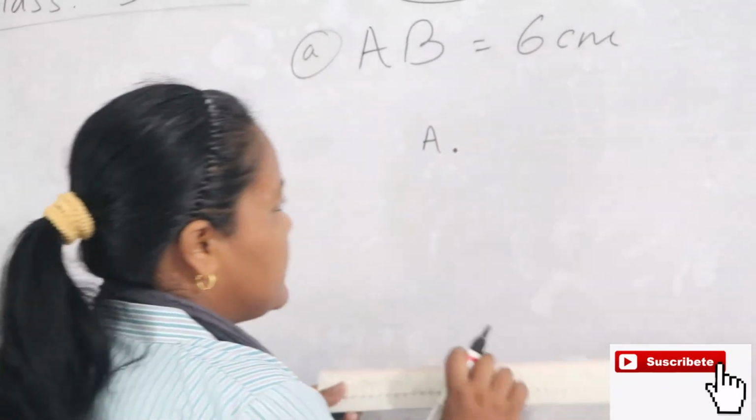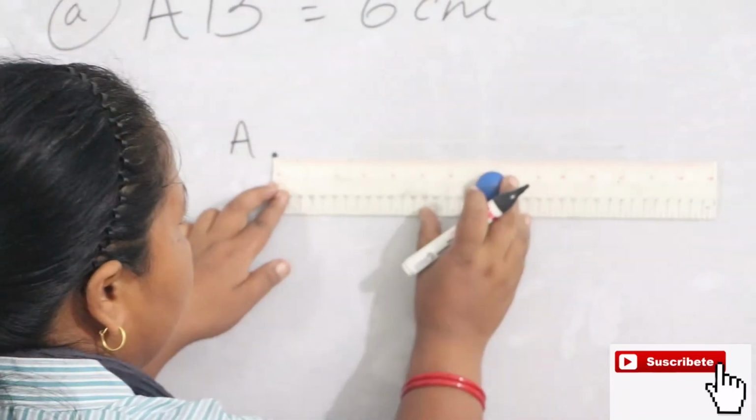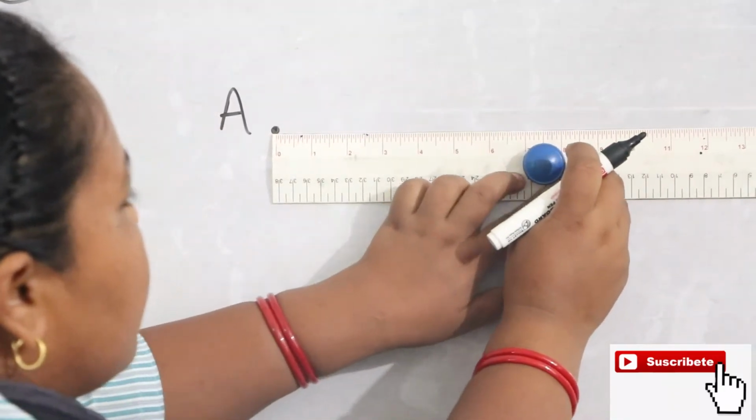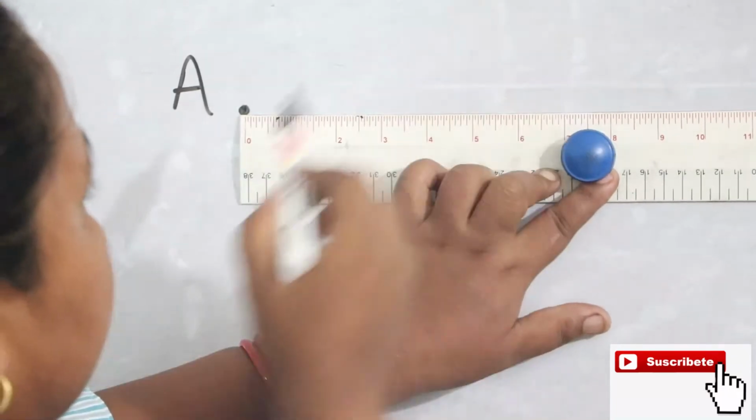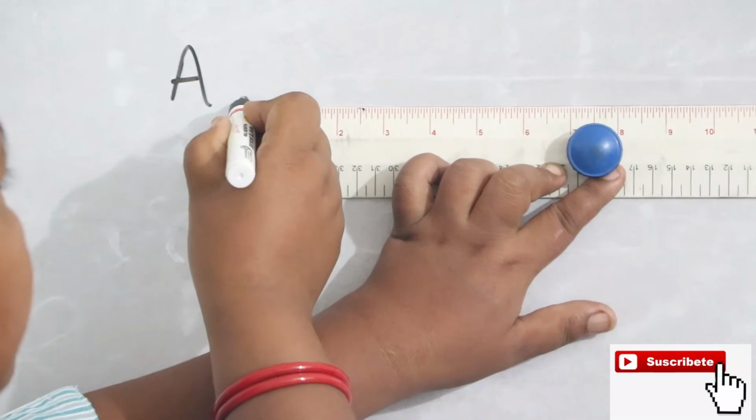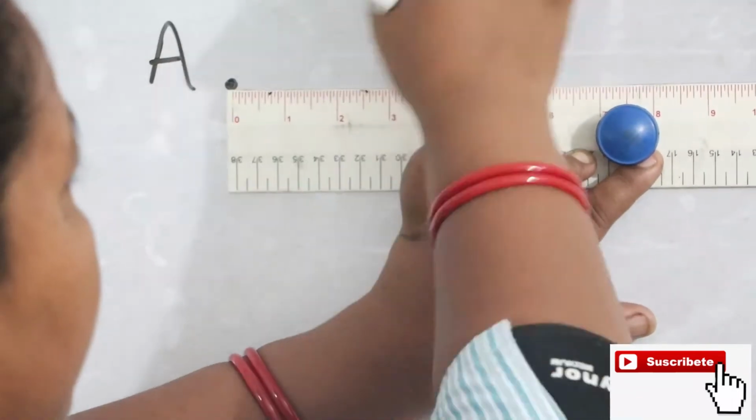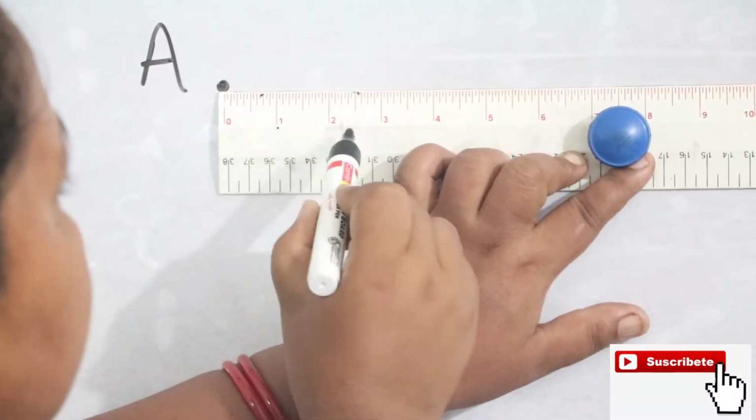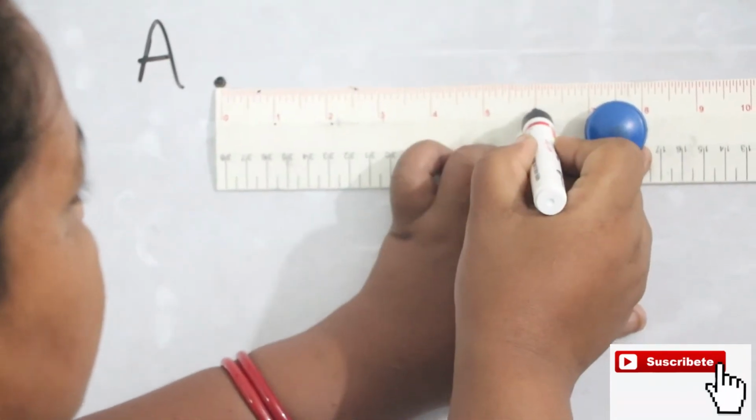So place your scale on your copy, like this, and hold it. And look, where is the 6 cm? This is 0. We have to point this point A and 0 in the same place. And count from here. This is 1 cm, 2, 3, 4, 5, 6.